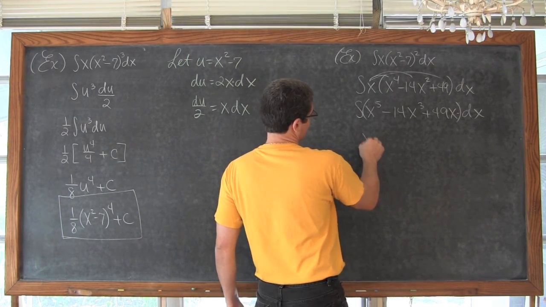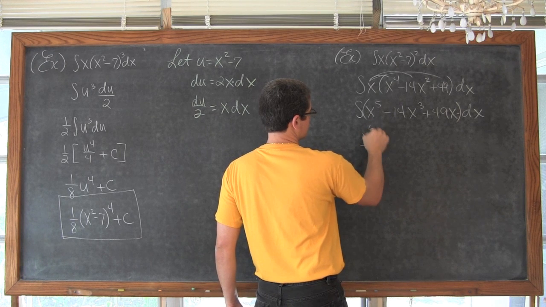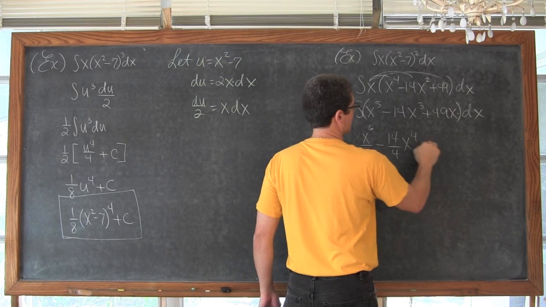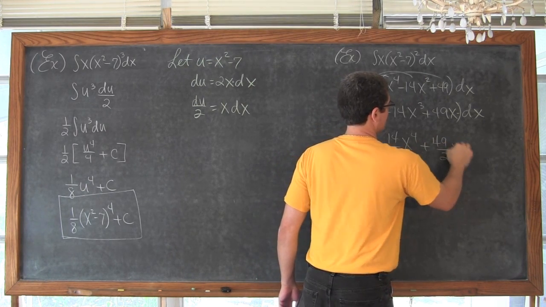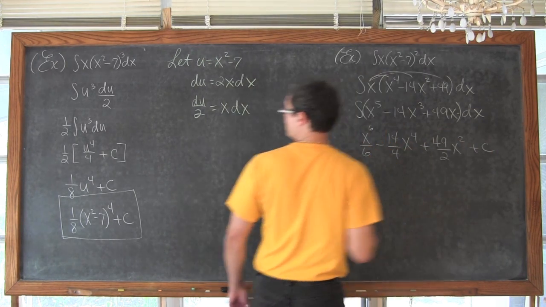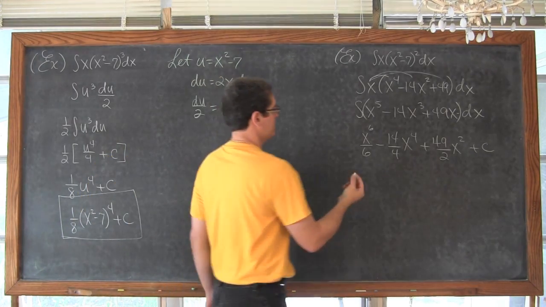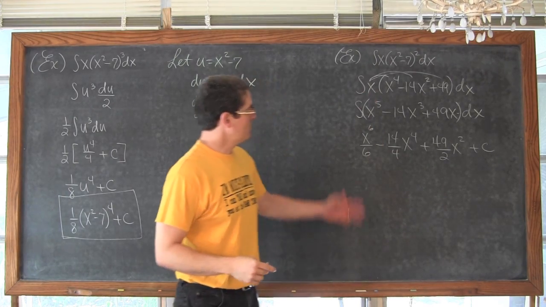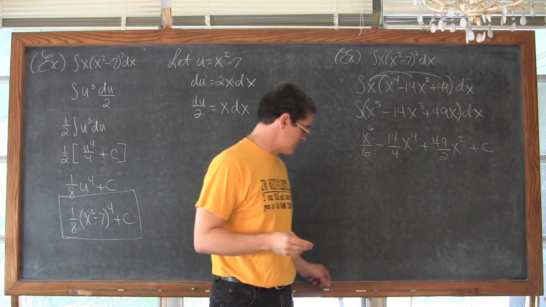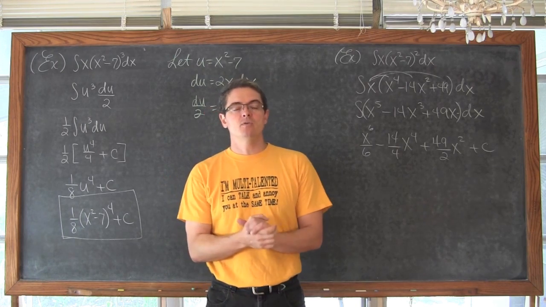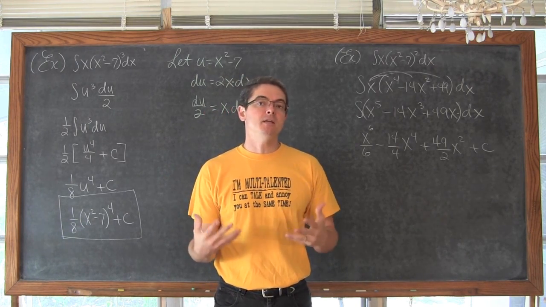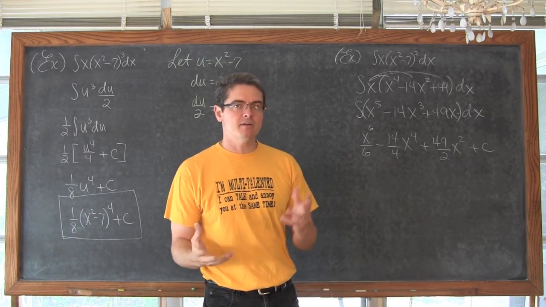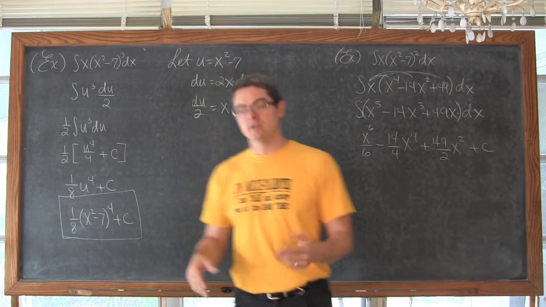This ends up being x to the 6th divided by 6 minus 14 over 4 x to the 4th plus 49 over 2 x squared plus c. Did I remember the plus c over here? Yes. And, of course, 14 over 4 is what? 7 over 2. So you can manipulate your questions into a format which you can integrate without the need of the substitution, or rewrite it so it's not a composite function, so you don't have to do it with recognizing the pattern or the u substitution.